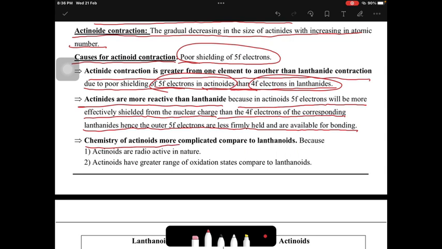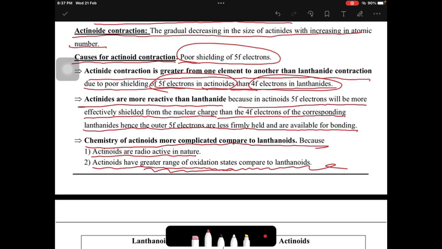The chemistry of actinides is more complicated compared to lanthanides because of their radioactive nature. Actinides have a greater range of oxidation states compared to lanthanides.